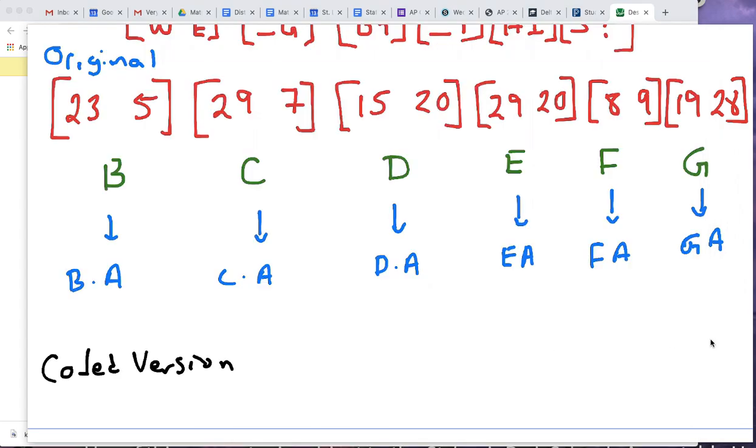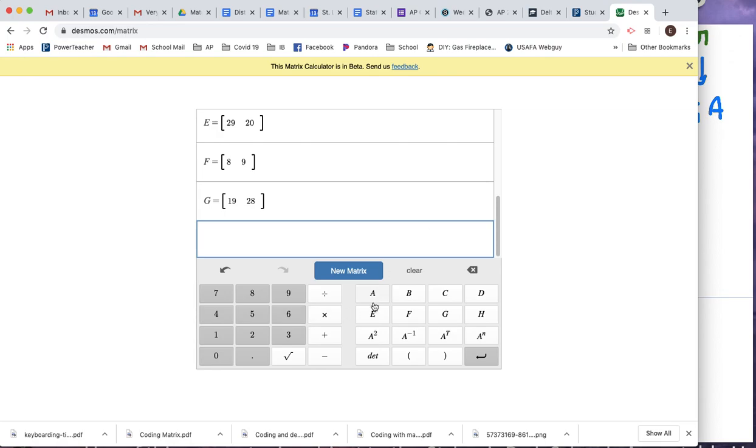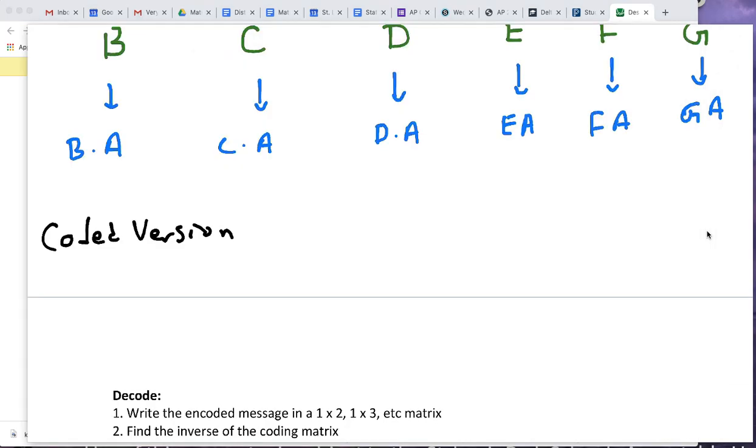Now, if I go back, what I'm going to do is take matrix B times A and then write it down. Matrix C times A and then write it down. Matrix D times A and write it down, and so on. So I'm going to go up here and do matrix B times A. And I'm going to write this down. So I got 97, 61. So go over here and I'm going to write my coded matrix. My coded matrix is, whoops, let me do this.